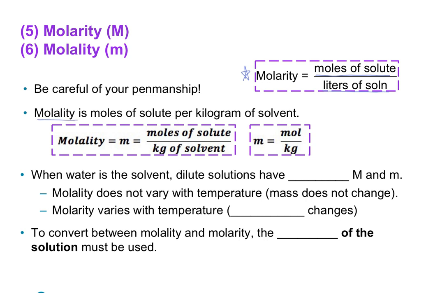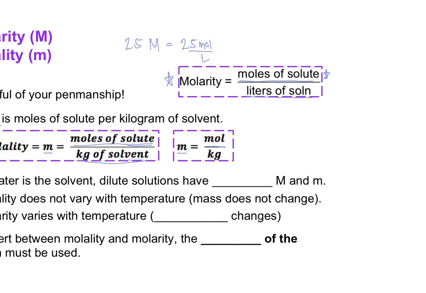Molality, on the other hand, is lowercase m, and it is the moles of the solute, so it starts out the same, but instead of being the liters of the total solution, it's kilograms of solvent. So we have solute up top, solvent on bottom. And again, shorthand, little m, moles per kilogram. Just like I could say I have a 2.5 molar solution, and that molar means I have 2.5 moles per liter, I could say I have a 2.5 molal solution, lowercase m, and that means I have 2.5 moles per kilogram of my solvent.